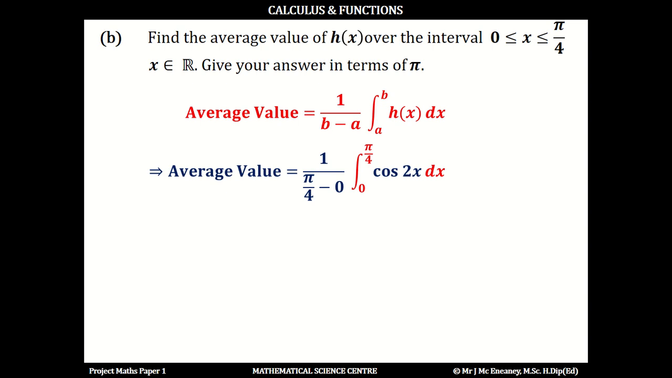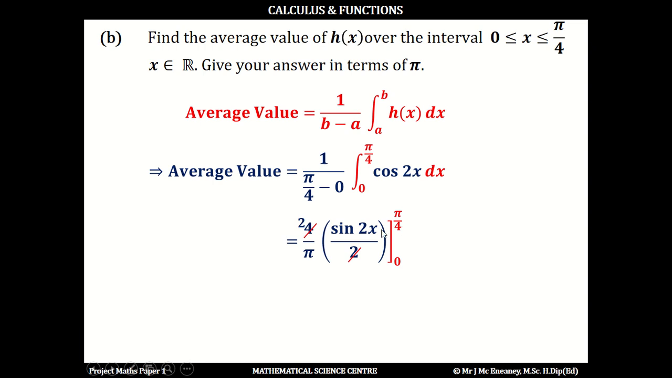Now 1 over pi over 4 is the same as 4 over pi, and if you integrate the cos of 2x, this is going to give the sine of 2x all over 2. We can simplify this a bit. The 2 cancels or divides into the 4 to give 2.